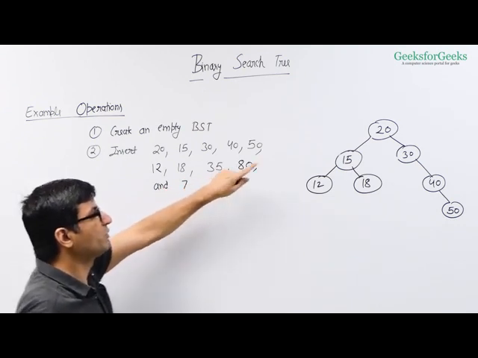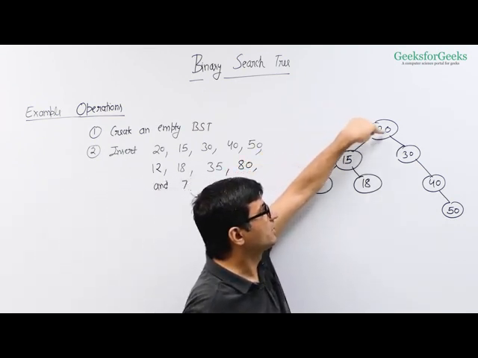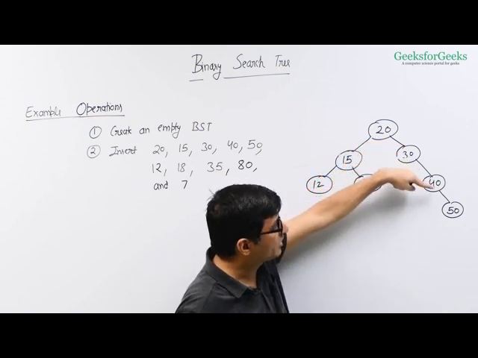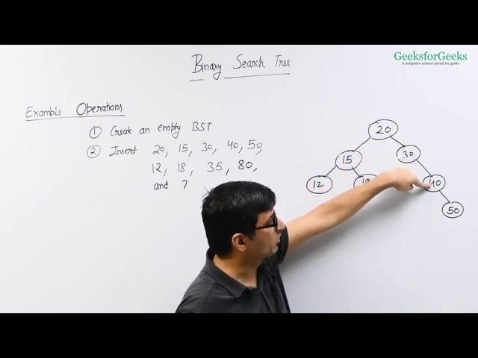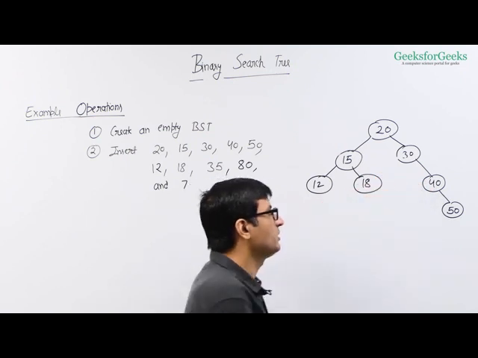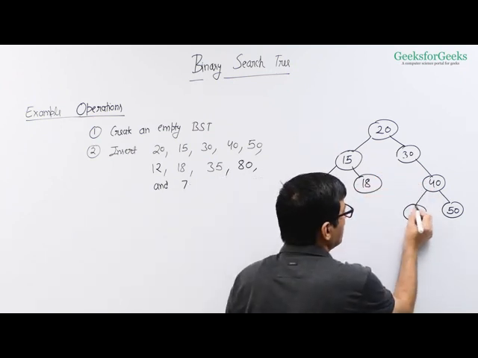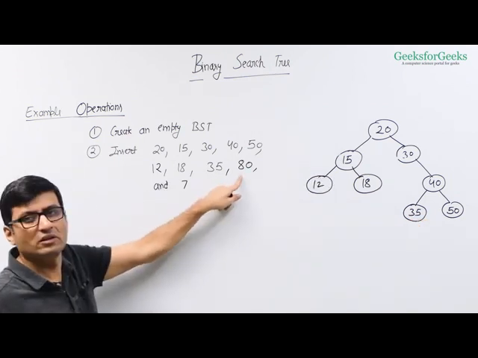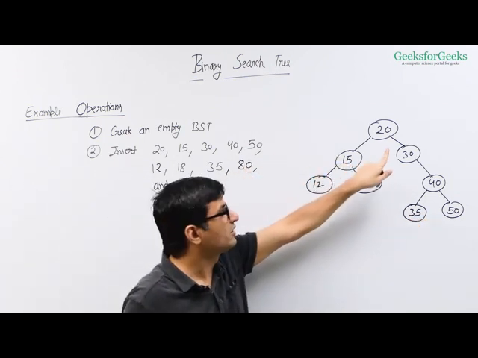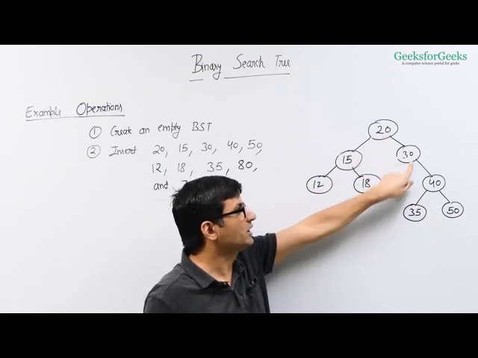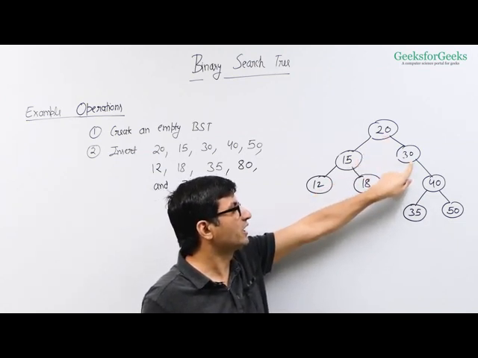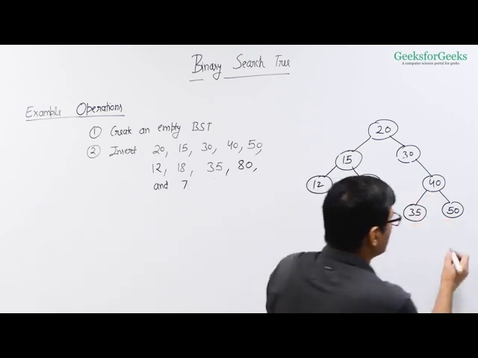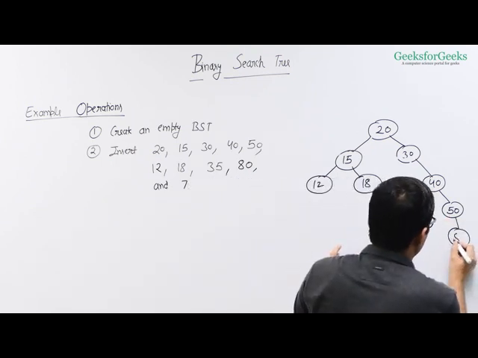35, we begin from here. It's greater, so we'll come here. It's greater again, so we'll come here. And here it's smaller, so we'll come here, and we have an empty place, so we'll insert 35. 80. I think you must have guessed. It's greater, so we'll come here. We'll see again greater, so we'll keep coming down, and we insert 80 here.